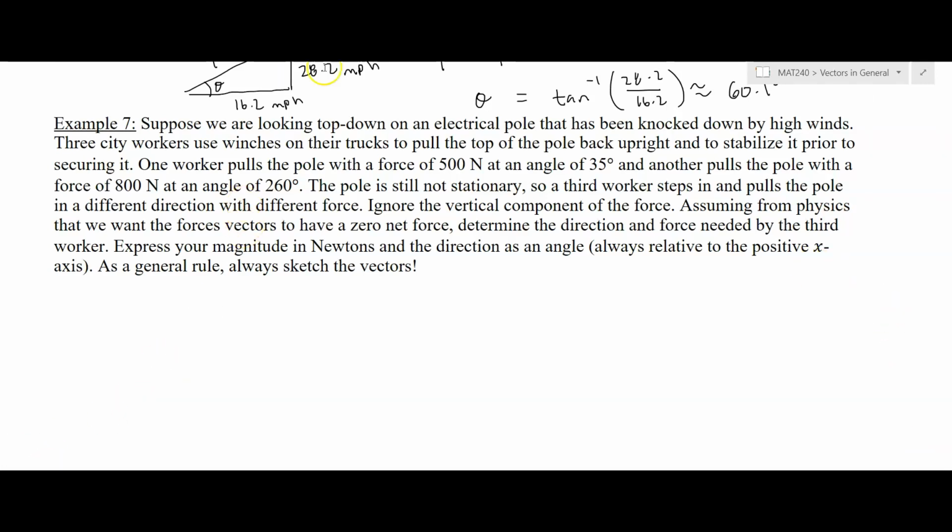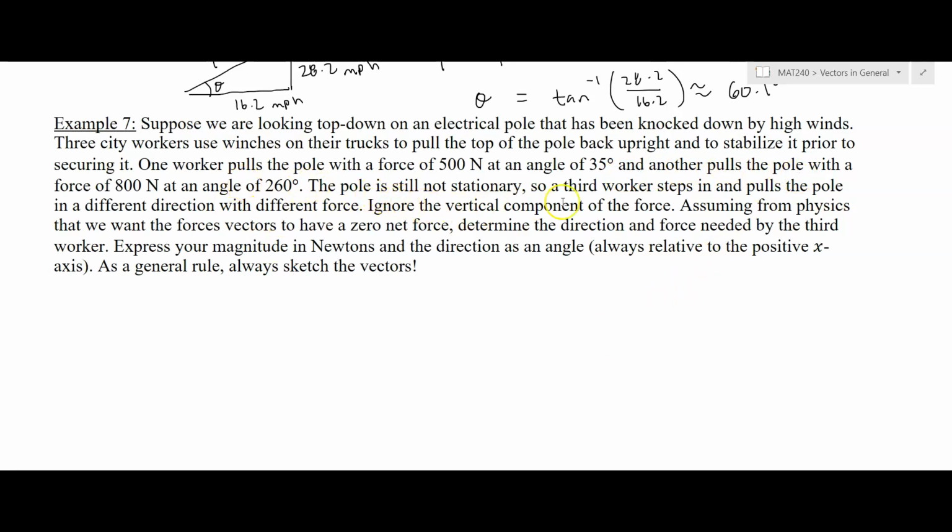So the context here is that we're looking top down on an electrical pole that has been knocked down by high winds. We have 3 city workers using winches on their trucks to pull the top of the pole back upright and to stabilize it prior to securing it. One worker pulls the pole with a force of 500 newtons at an angle of 35 degrees, and another pulls the pole with a force of 800 newtons at an angle of 260 degrees.